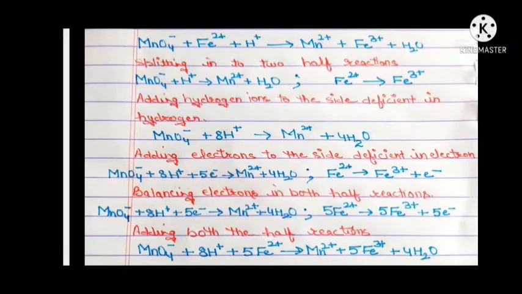Fine. Now come to this side. Again, we have to balance the charge. Here is 2 positive, here is 3 positive. So we'll be adding an electron to this side.